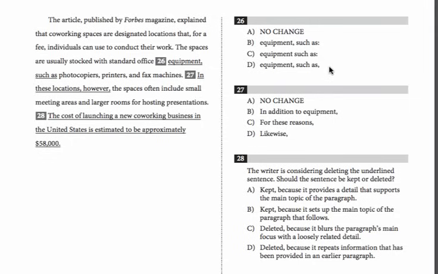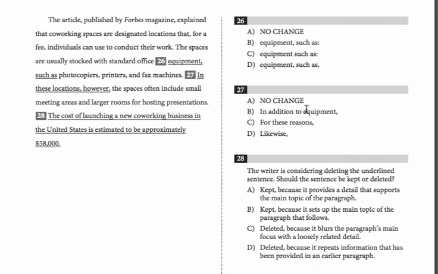So if we read this again, here's A. The spaces are usually stocked with standard office equipment, such as photocopiers, printers, and fax machines. Sounds pretty normal. Now look at D. The spaces are usually stocked with standard office equipment, such as photocopiers. Do you see how weird that second pause is? That's why this makes no sense.